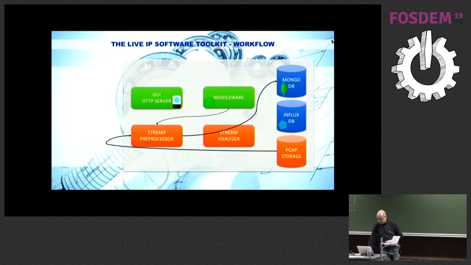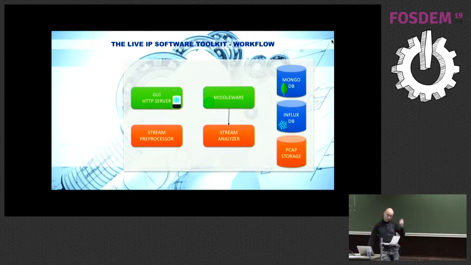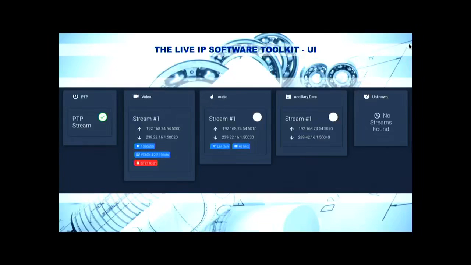Then the next thing, of course, when we have this static data, we put it into MongoDB, and then we trigger the middleware again, and then we look through the time series of data, and that's why we use InfluxDB to put it there. Now, that looks pretty basic, so let's show the GUI a little bit.